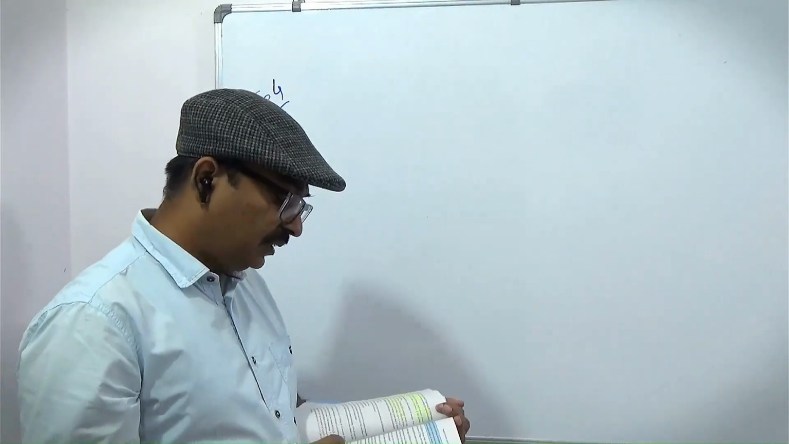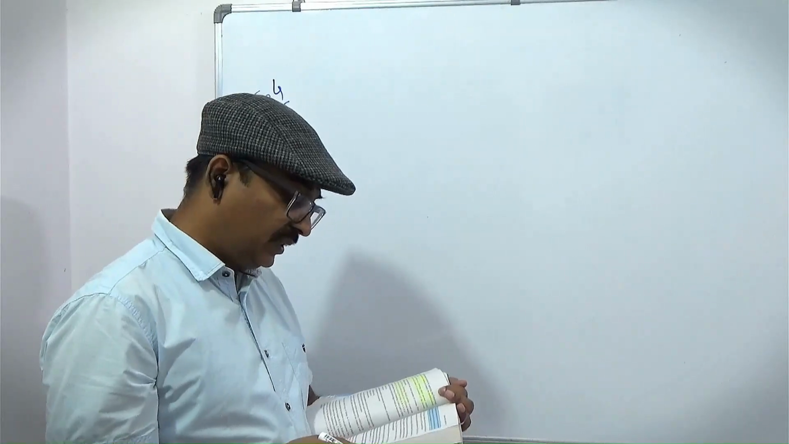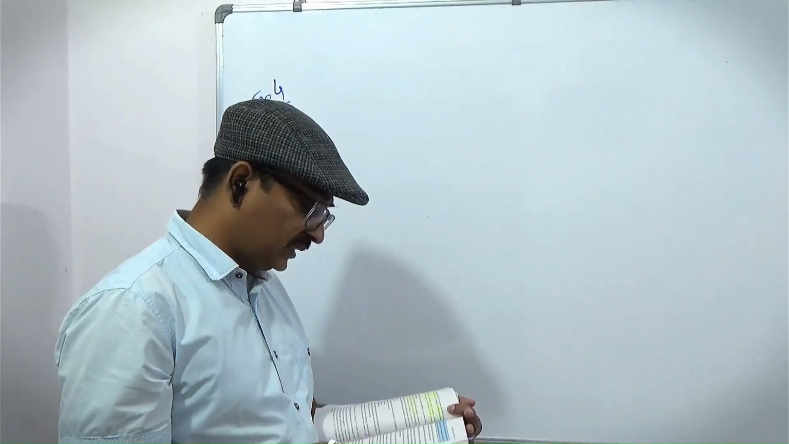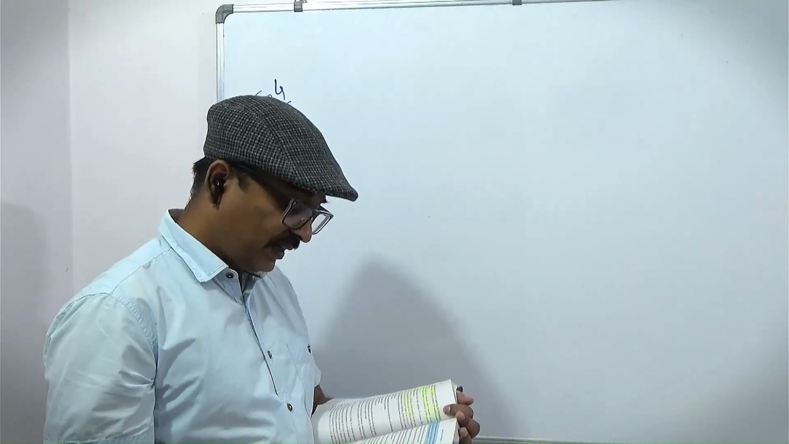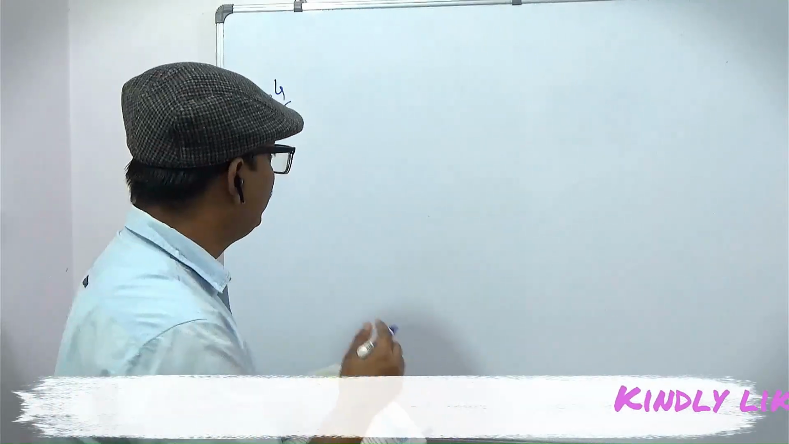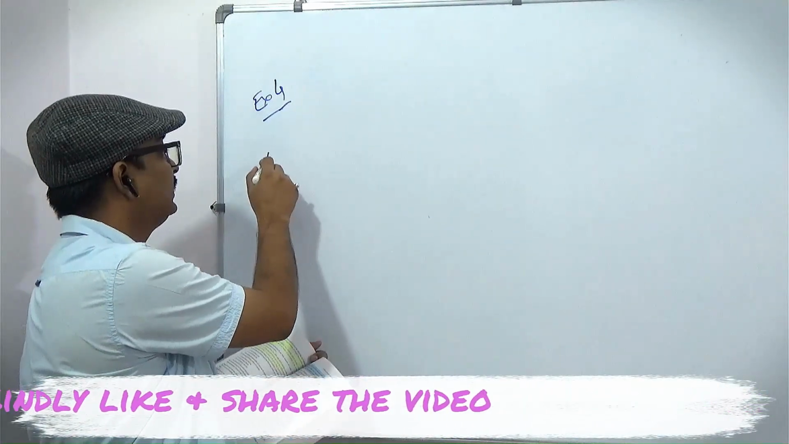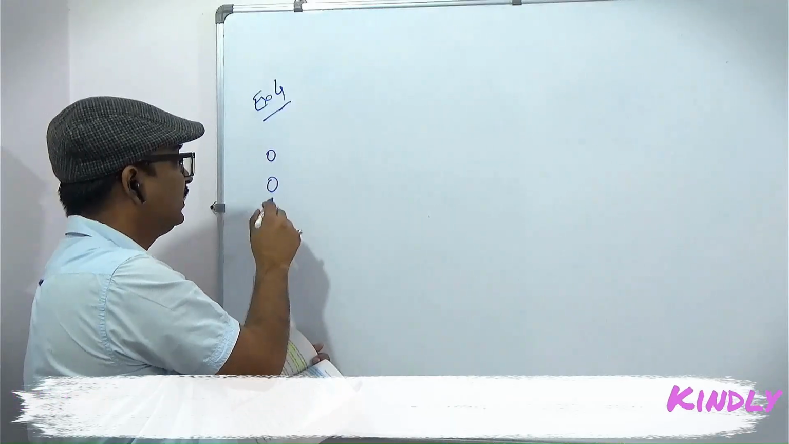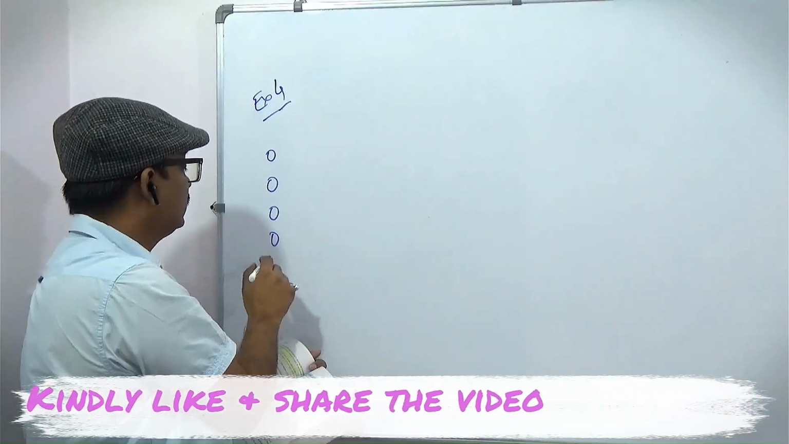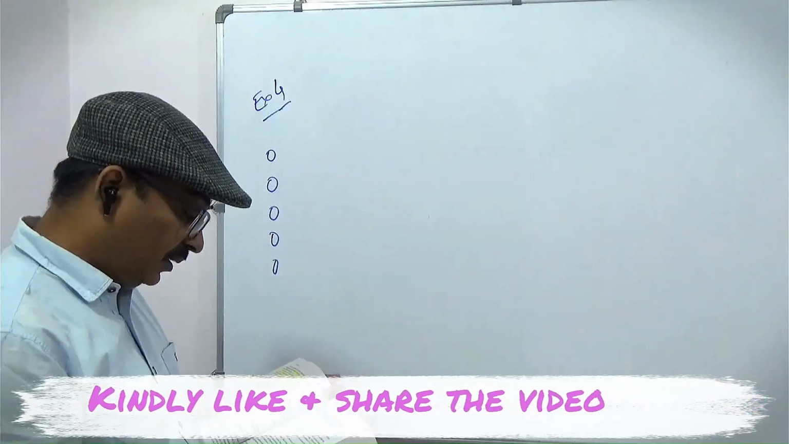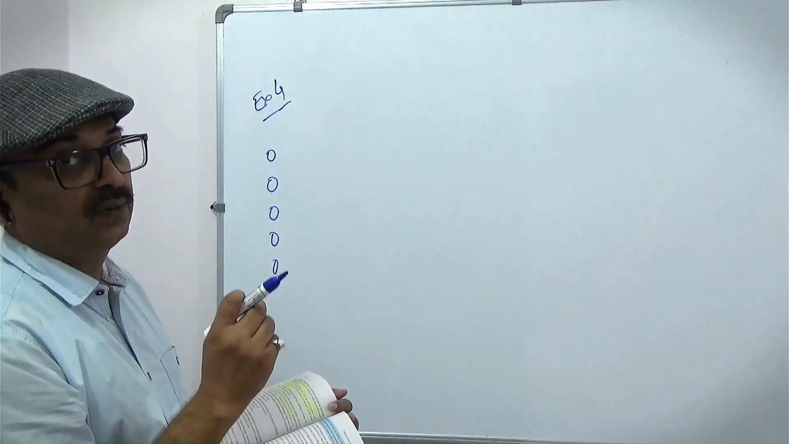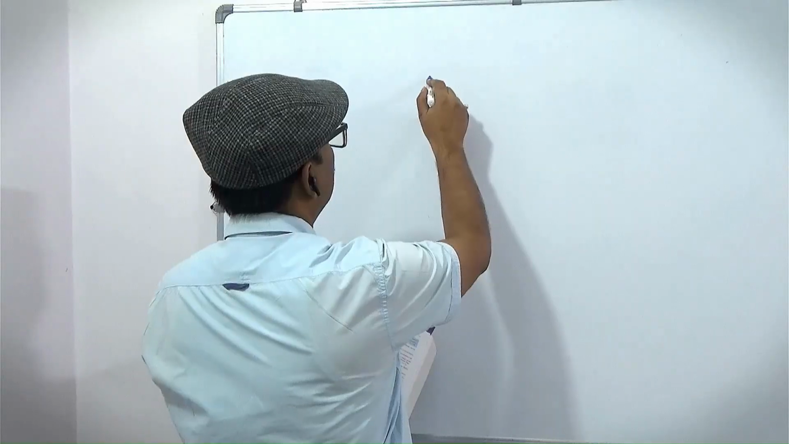It says find the number of different signals that can be generated by arranging at least two flags in order, one below the other, on a vertical staff, if five different flags are available. So we have five different flags. Let's say this is the first, this is the second, and this is not a flag, but just for the sake of understanding, I'm saying these are five flags which we have. It says by arranging at least two flags in order, one below the other, at least two.